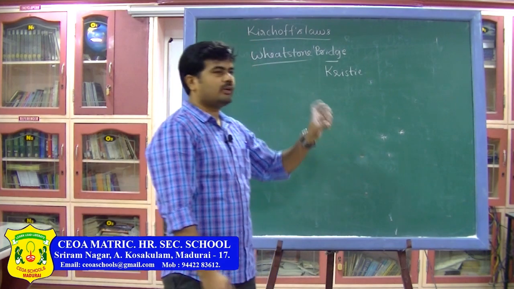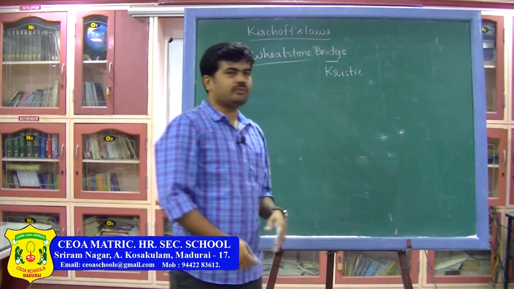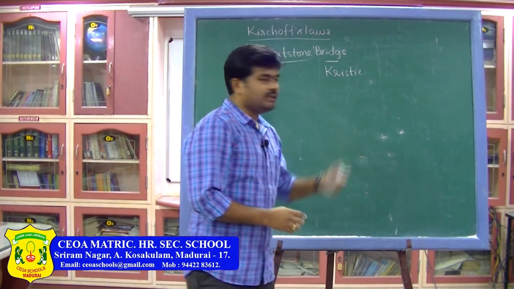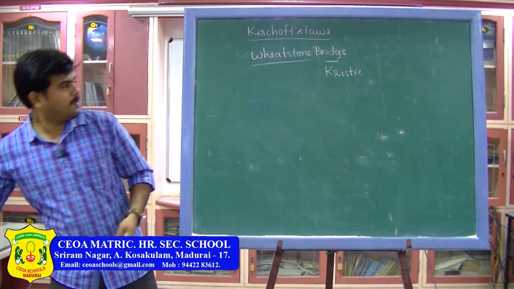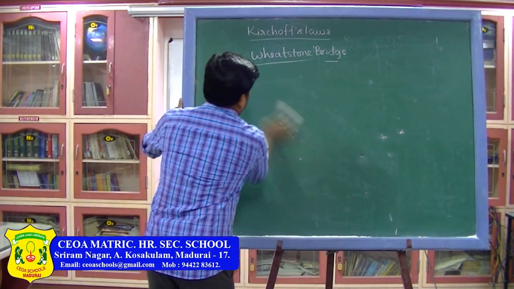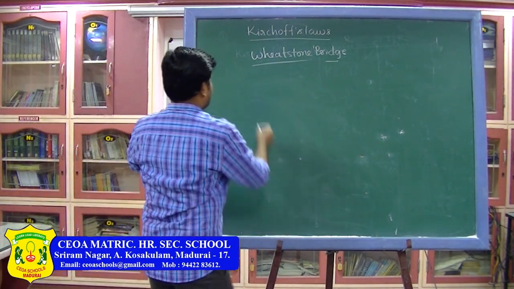We can find one resistor value in terms of the others. That is what the Wheatstone bridge is used for, and later on we will discuss the applications of the Wheatstone bridge. Now, let us see the circuit of a Wheatstone bridge. It contains four resistors.